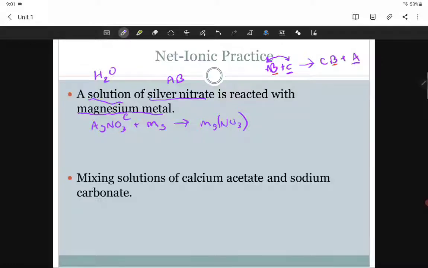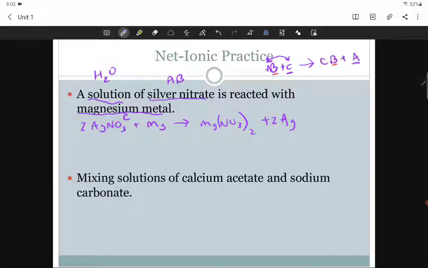Mg is in the +2 column of the periodic table, so it's a +2 ion. And nitrates are a -1. So you're going to need 2 nitrates for every magnesium. And then silver metal, I said. Okay. So now we could balance that. We would need a 2 there and a 2 there.